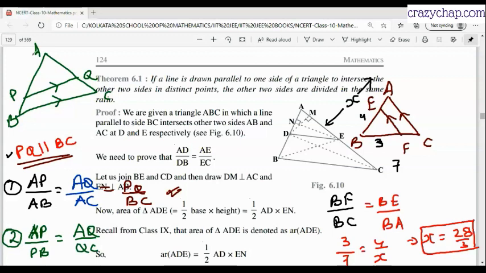This side AB has two pieces, AP and PB, right? And this side AC has two pieces, AQ and QC. So these two ratios will be equal. Make sense? Yeah, it makes sense. Okay. The example for this is, let me erase everything else.